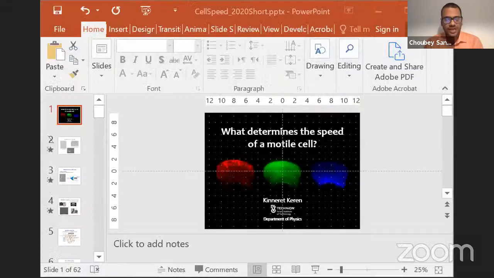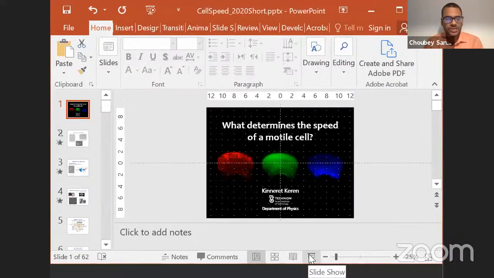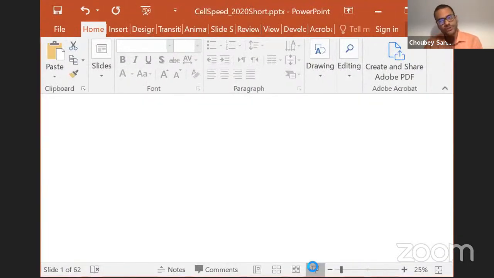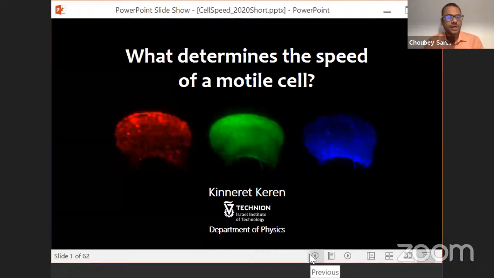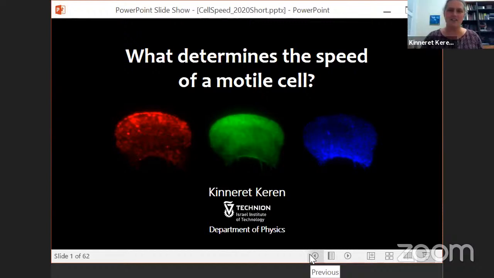So our next speaker is Kinneret Keren. She's a professor in the physics department at Technion in Israel. She did her PhD in physics at Technion with Professor Erez Braun and Professor Uri Sivan, and followed it up with a postdoc with Julie Theriot at Stanford. Her lab is generally interested in the biophysical aspects of cell motility, and now up to her, she'll talk about it. Okay, so thank you for the invitation to talk in this interesting symposium.